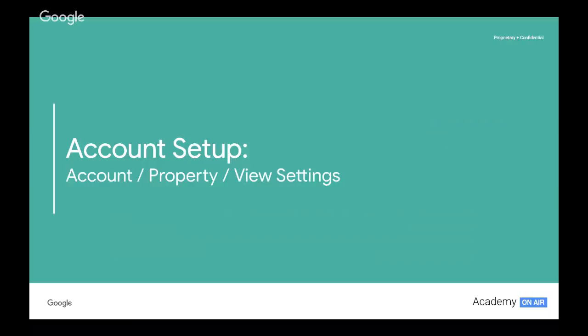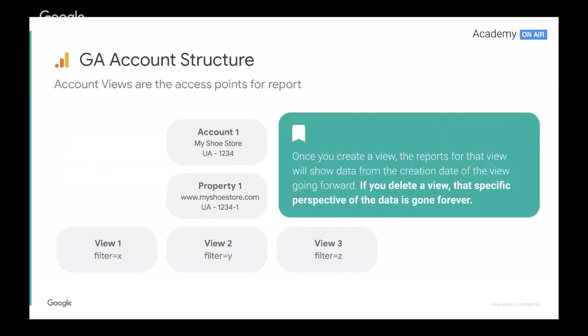Perfect. Thanks, Ogie. So first thing what we're going to do is walk through an ideal analytics account. And don't worry if yours is set up slightly different than what we're going to recommend. This is just the best practices that we see. Perfect. So to kick it off, what we're going to do here is look at an account structure. So you're going to start off with an account, and then underneath that, you'll have a property.